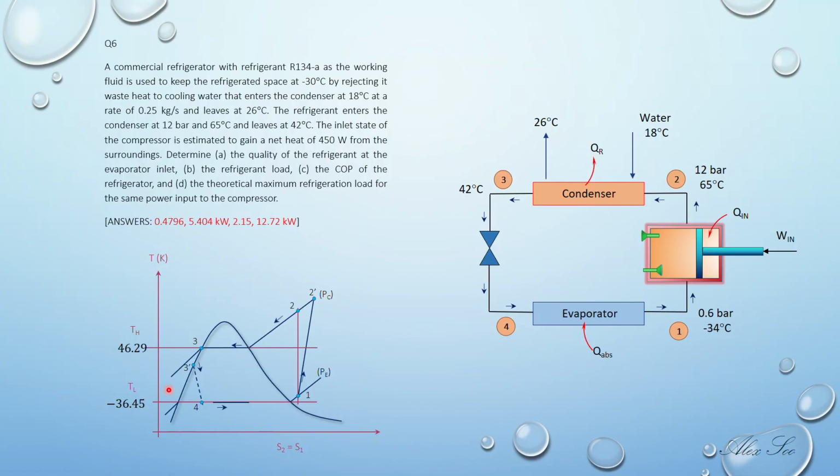Then take point 3. We know that it is undercooled R134A at 12 bar and 42 degrees C. The saturation temperature at 12 bar is, as we just got, 46 point something. Given in the question is 42, so that means it should be undercooled.